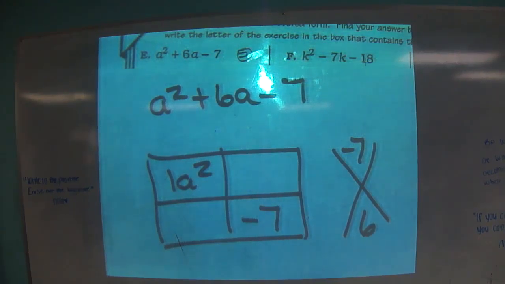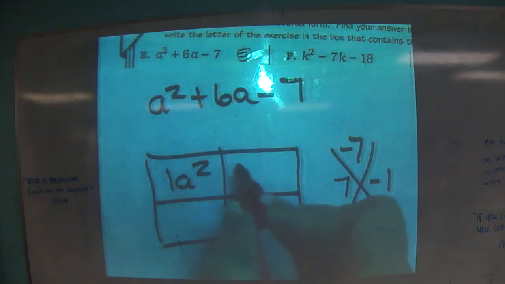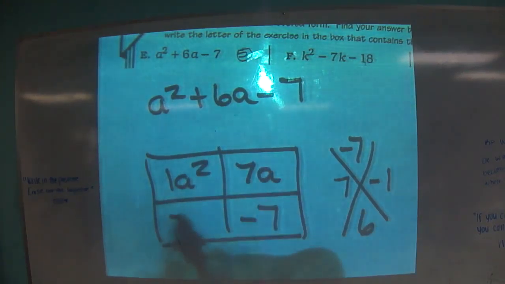That doesn't multiply to get negative 7. Negative 7 is... what do you get? 7 and negative 1. So we get 7a and negative 1a.